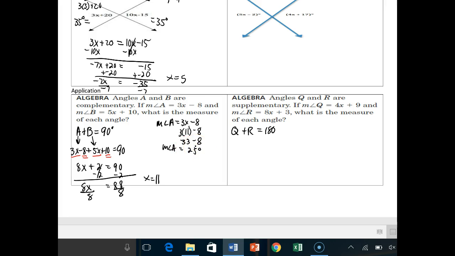Now we could plug in for B, or we could recognize that, hey, if they're complementary, we just have to do 90 minus 25 to get our answer. I'll plug in just to show you how. The measure of angle B was 5x plus 10, or 5 parentheses 11 plus 10. Again, all you're doing is plugging in x as 11. So 55 plus 10, measure of angle B is 65. So there are your two answers, 65 and 25 degrees.